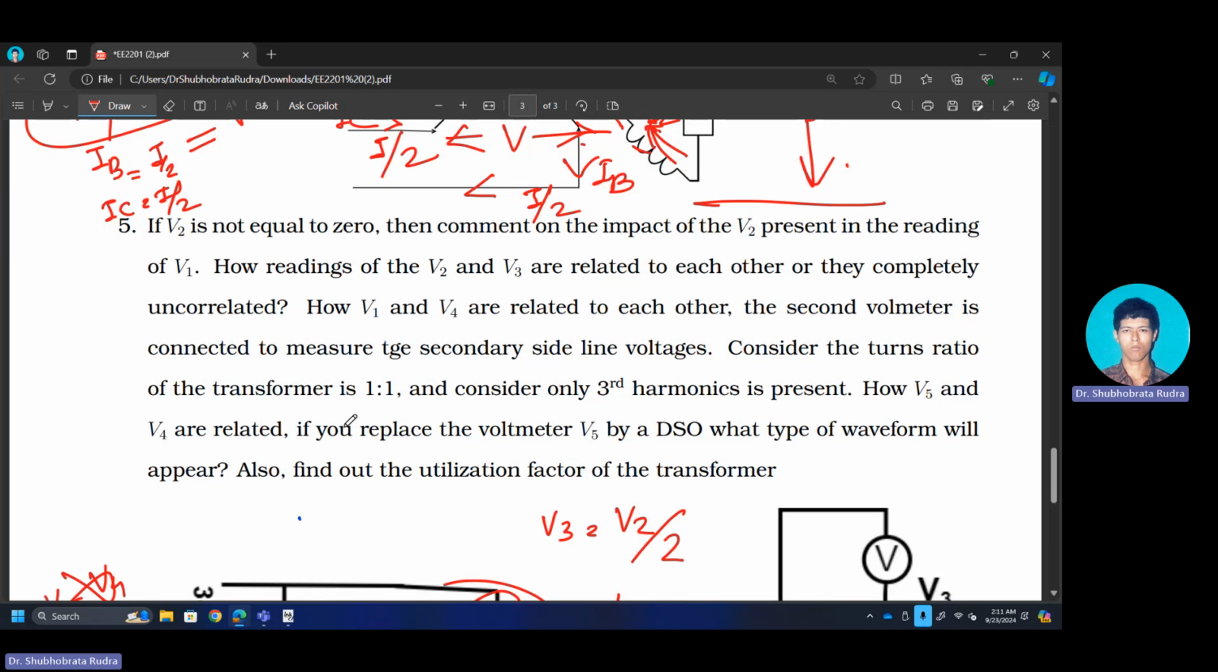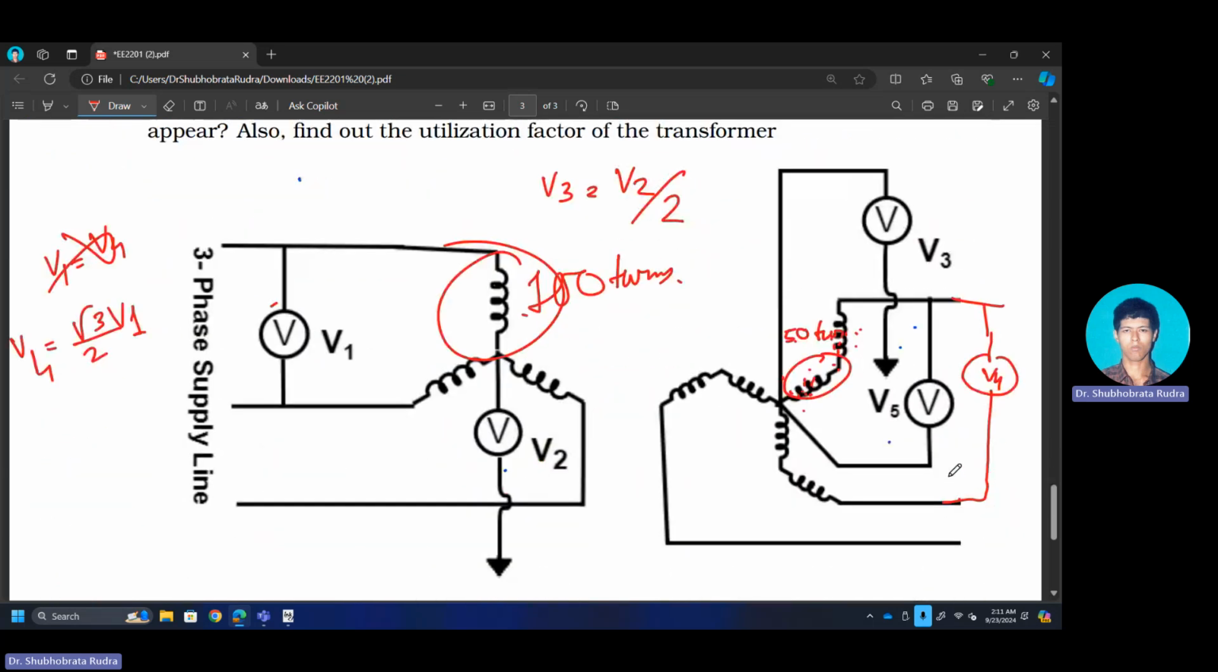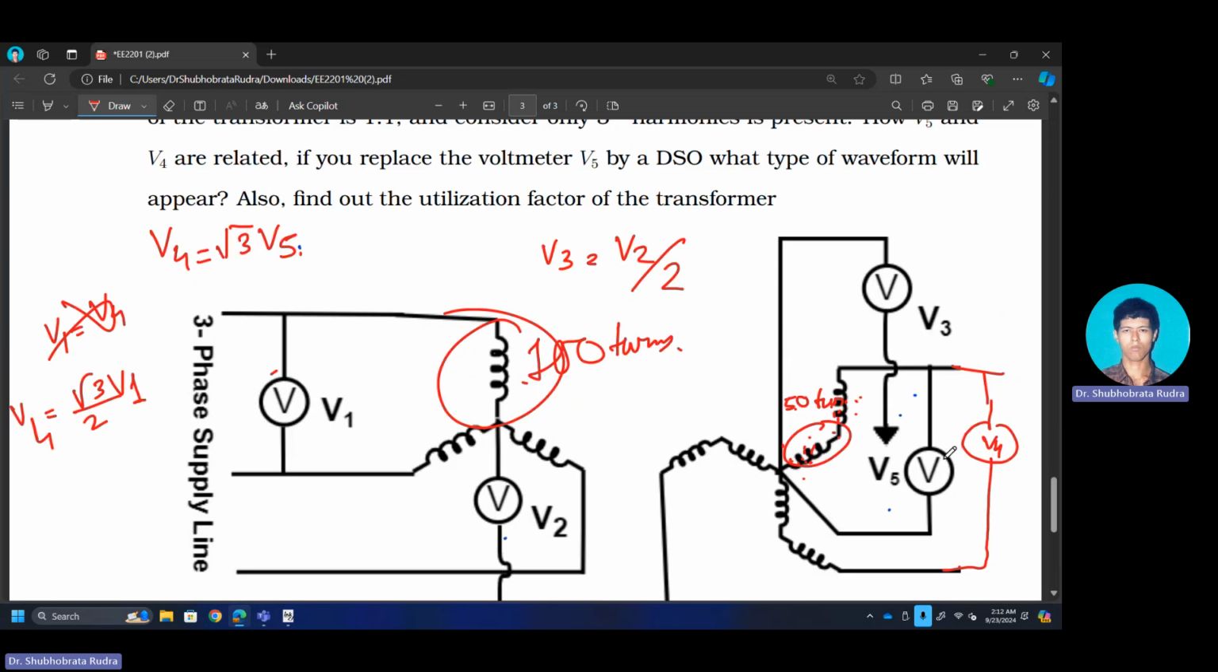How are V5 and V4 related? V5 and V4, this is an interesting relation. V5 is also free of third harmonic, therefore we will have V4, just like star connection. V5 is the phase voltage, V4 is the line voltage of the secondary side.